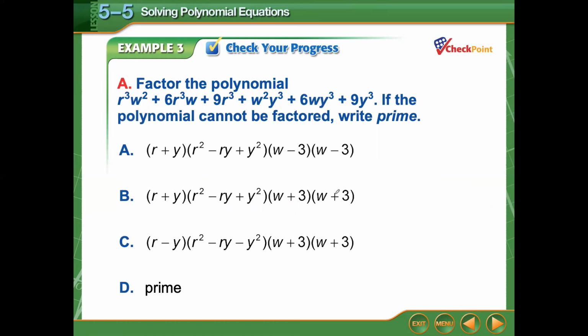All right, go ahead and pause the video and give this problem a try and factor the given. All right, when you work it out, you should get B. You would group the first 3 together and the second 3 together.